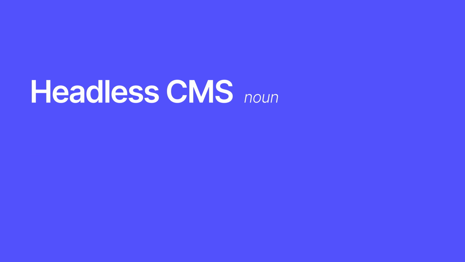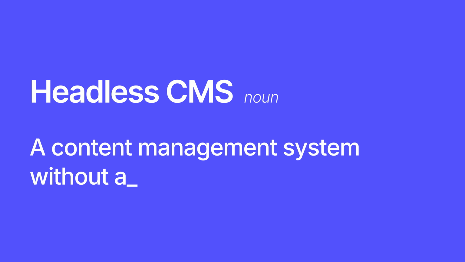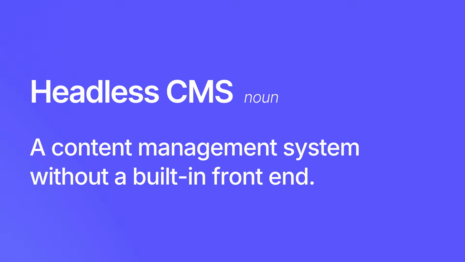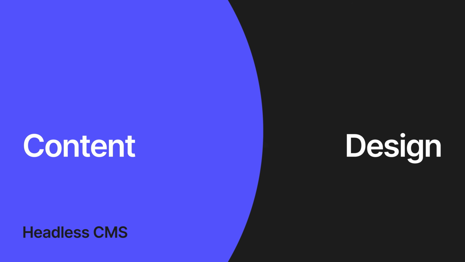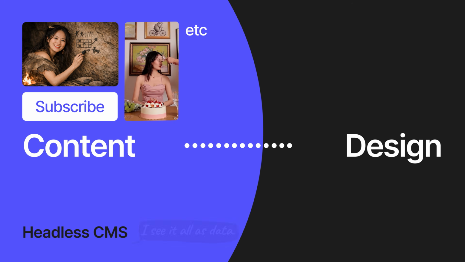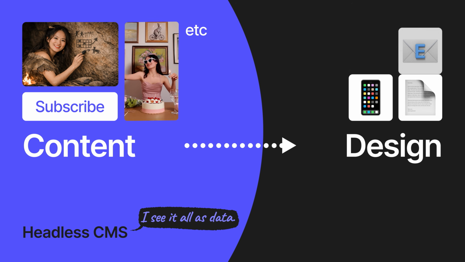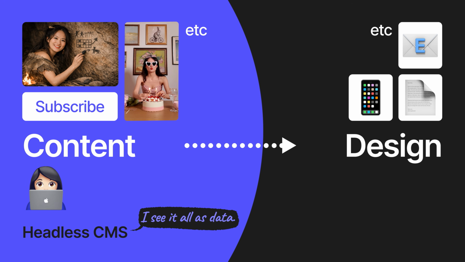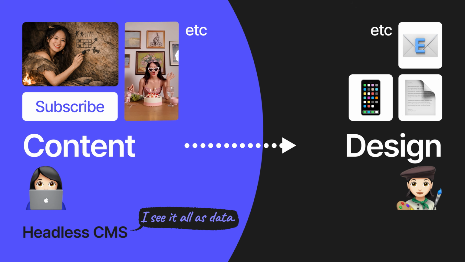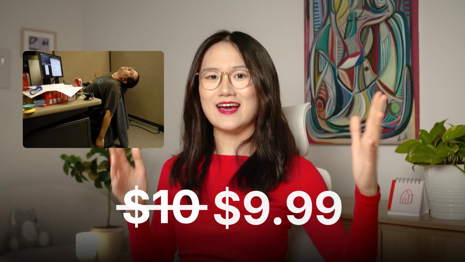A headless CMS is a content management system without a built-in front end. It stores content only, and the content is separated from the design. All content can be text, images, and videos. Headless CMS treats content as data and delivers it to websites, apps, emails, and more. This gives Content Managers a dedicated place to update content and allows designers to work independently. This also means that designers don't have to wake up in the middle of the night just because someone decided to change the price of one product from $10 to $9.99.